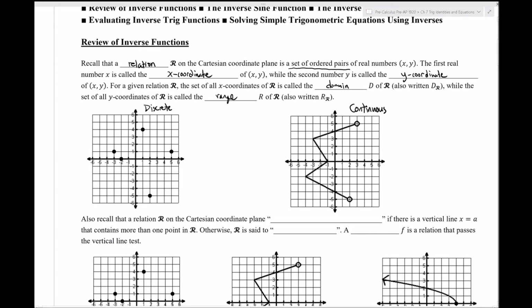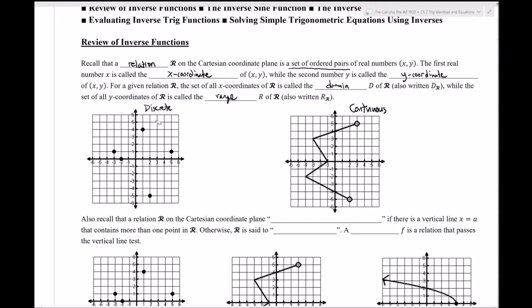But for these two things, these are both relations because they're literally just sets of ordered pairs. These are discrete points, whereas these are connected points. If you remember in geometry, a line is thought of as just an infinitely connected set of points on a continuum, basically.